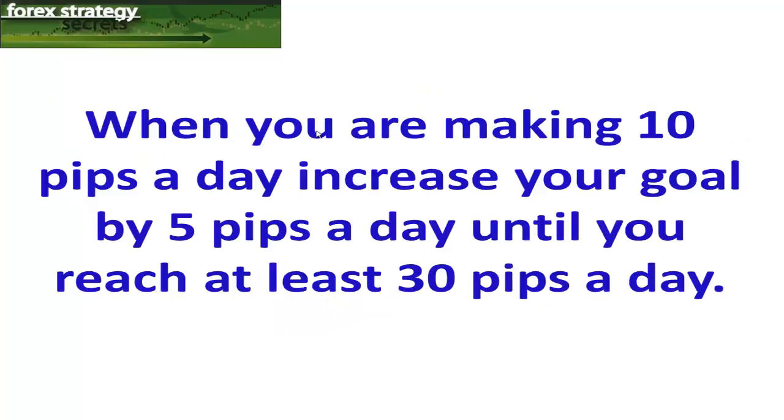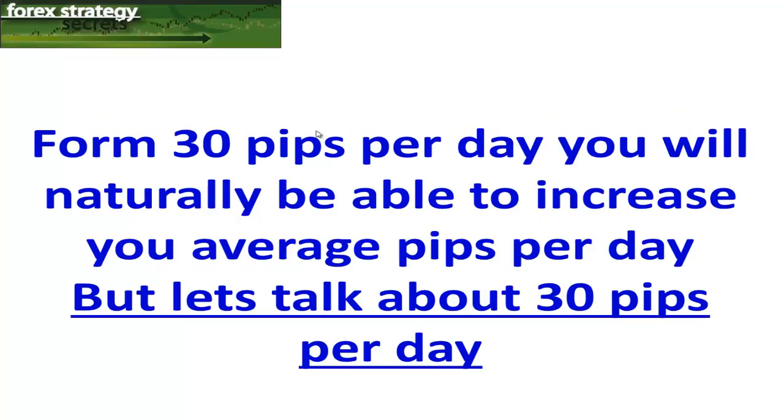Then, when you are making 10 pips a day, increase your goal by 5 pips a day until you reach at least 30 pips a day. Start with a goal to reach 10 pips. Once you've done that, go a few days, then raise that to 15 pips a day. Once you've done that consistently, raise it to 20, and get up to 30. That would be a target that I think is realistic for everyone to do. From 30 pips per day, you'll naturally be able to increase your average pips per day. But let's talk about the 30 pips.